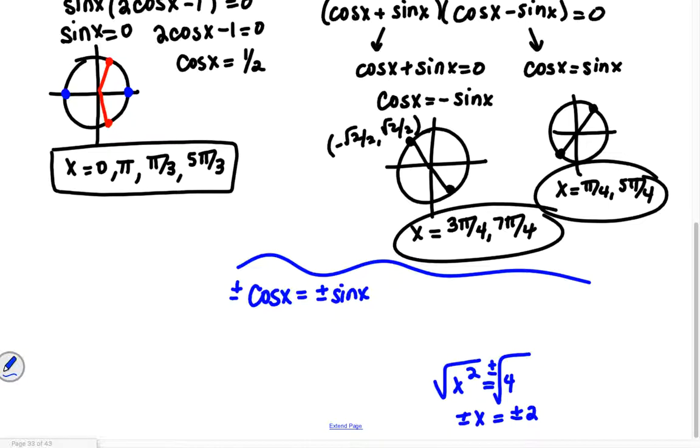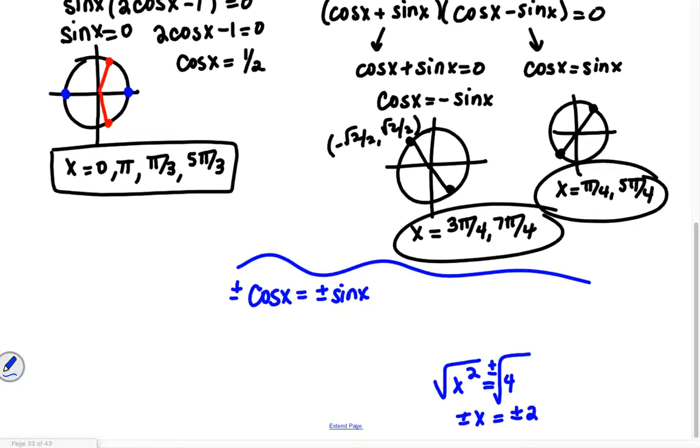So if I had positive x equals positive 2, I get an answer of 2. If I had positive x equals negative 2, I get an answer of negative 2. What if I had negative x equals positive 2? What's my answer? Negative 2. And if I had negative x equals negative 2, what's my answer? Positive 2. So I only get 2 answers anyway.